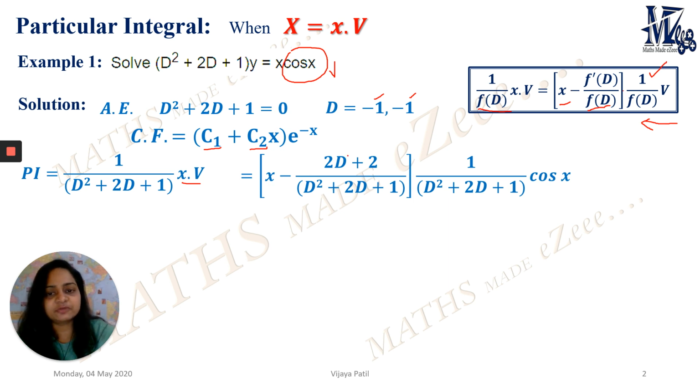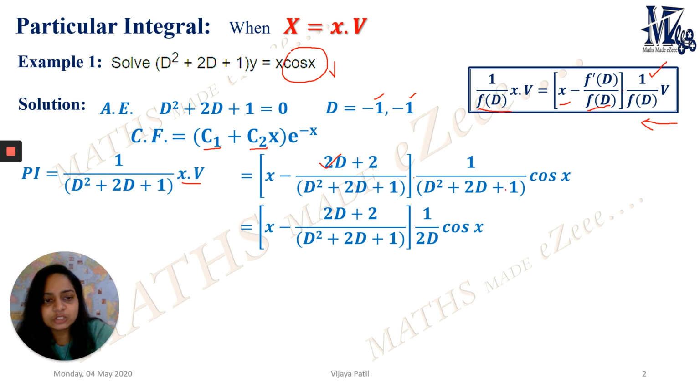As per the formula, it is x minus 2D plus 2. What is this 2D plus 2? It's the differentiation of D square plus 2D plus 1 with respect to D. Remember, it's with respect to D, because we are dealing here with functions of D. So 2D plus 2 is the differentiation in the numerator. The denominator is D square plus 2D plus 1, into 1 upon D square plus 2D plus 1 operated on cos of x.